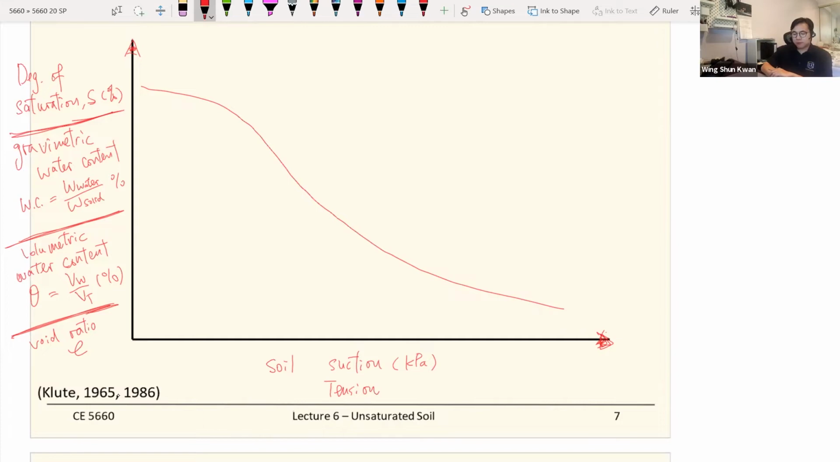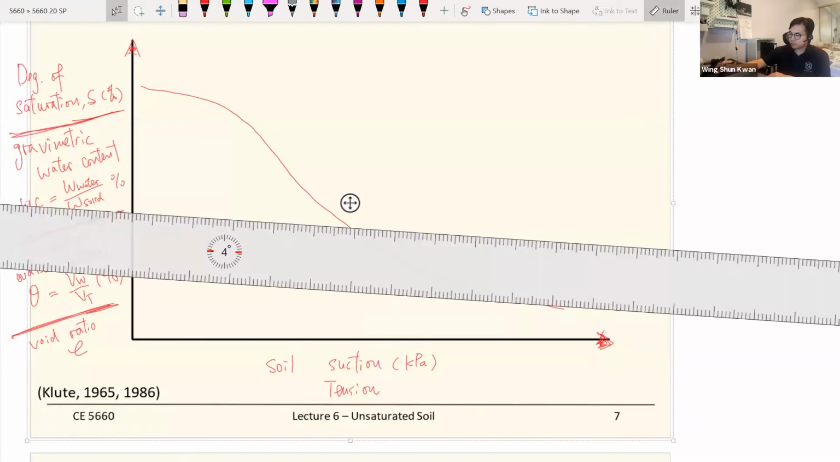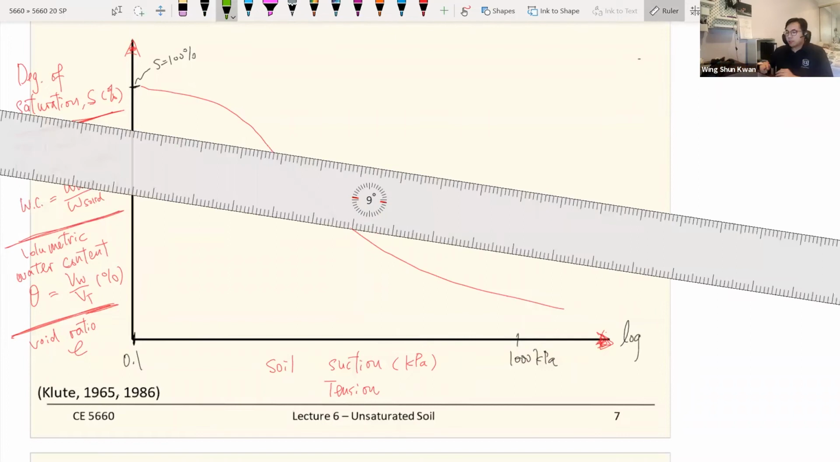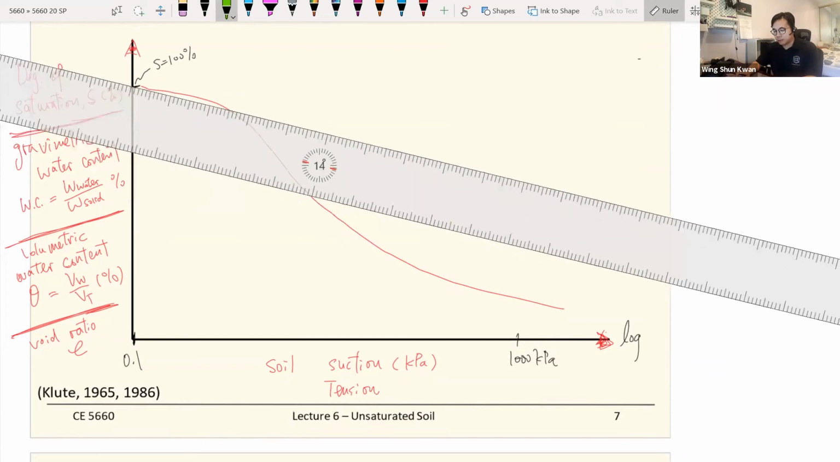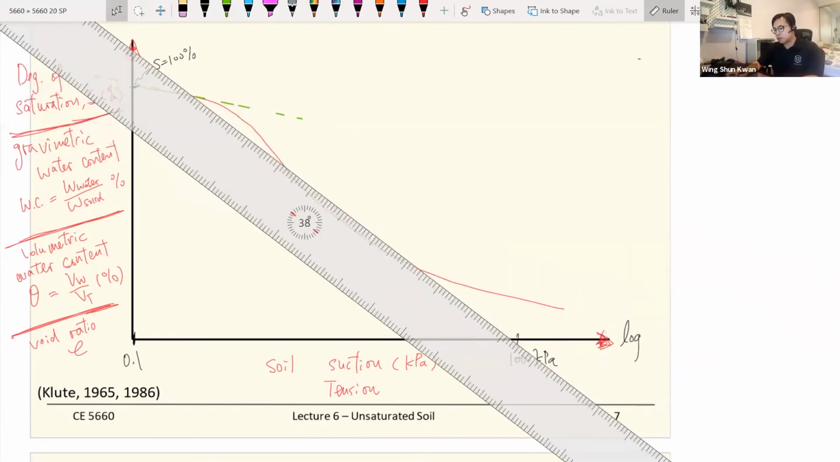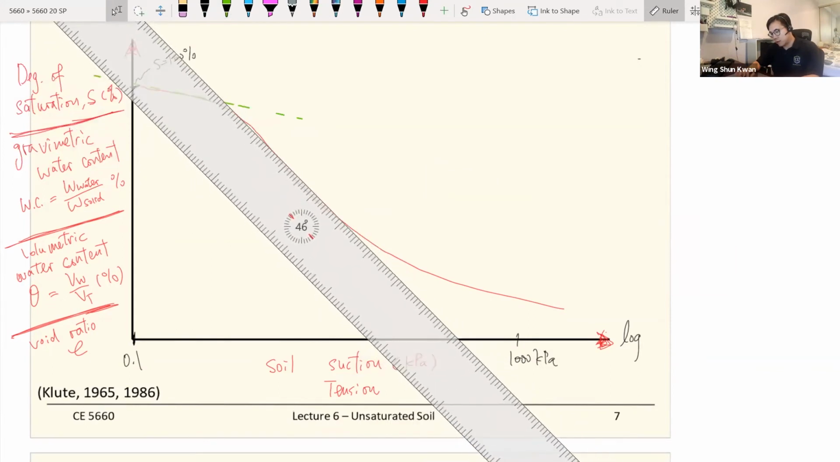If you look at this curve, there are different slopes. First of all, we assume everything starts at 100% saturation. And very important, the x-axis is on a log scale. You realize there are 3 different slopes on a soil water retention curve. It's kind of like a settlement curve you see in a consolidation lab. So let's say we have 3 different slopes here.